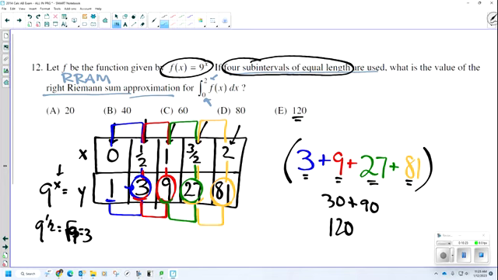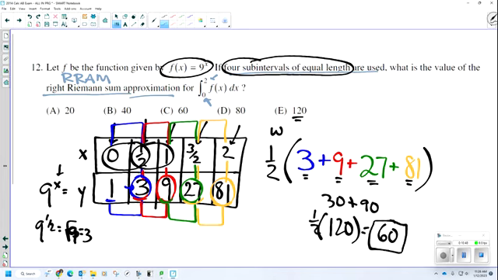We need to multiply the sum of our values by whatever the width is. In this case, the width of each one of those rectangles is 1/2. This width is 1/2. Here to here is 1/2, and so forth. So I need to take half of 120, which gives me my 60. Bam. Love it. Easy.